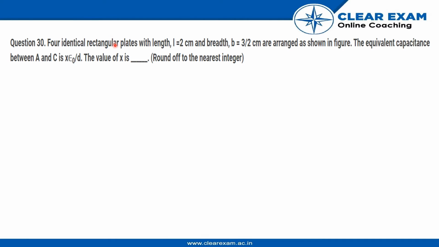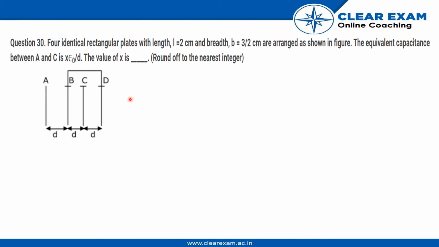Four identical rectangular plates with length equal to 2 cm and breadth equal to 3 by 2 cm are arranged as shown in the figure. So here is the figure. The equivalent capacitance between A and C is x epsilon naught by d, and we need to find the value of x.